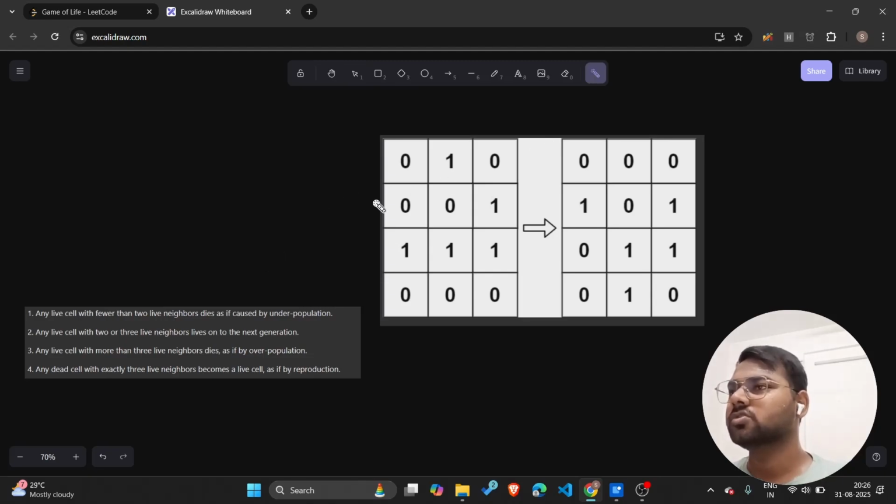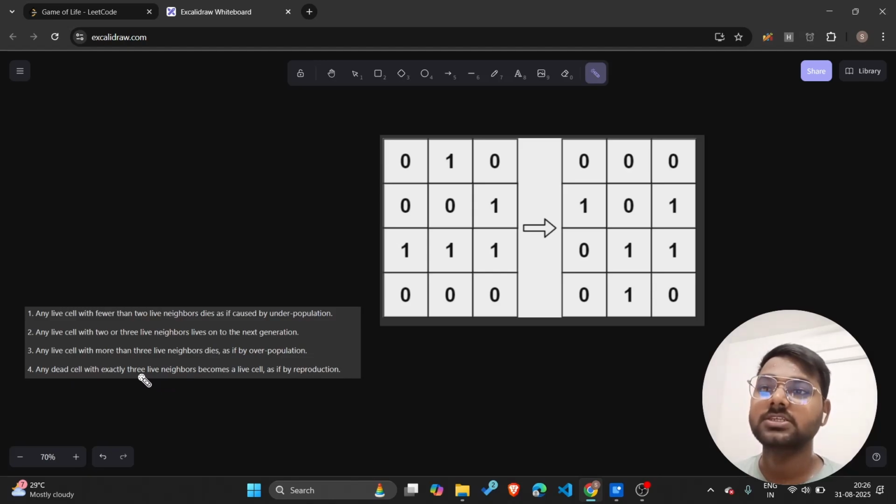So it has how many living neighbors? Only one. It's dead, and for a dead cell we need exactly three living neighbors, but it didn't have them, so it will stay dead. For the next one, it has how many living neighbors? One. It is going to die. Why? If a living cell wants to be alive, it needs two or three living neighbors. Here only one living neighbor, so it's going to die.